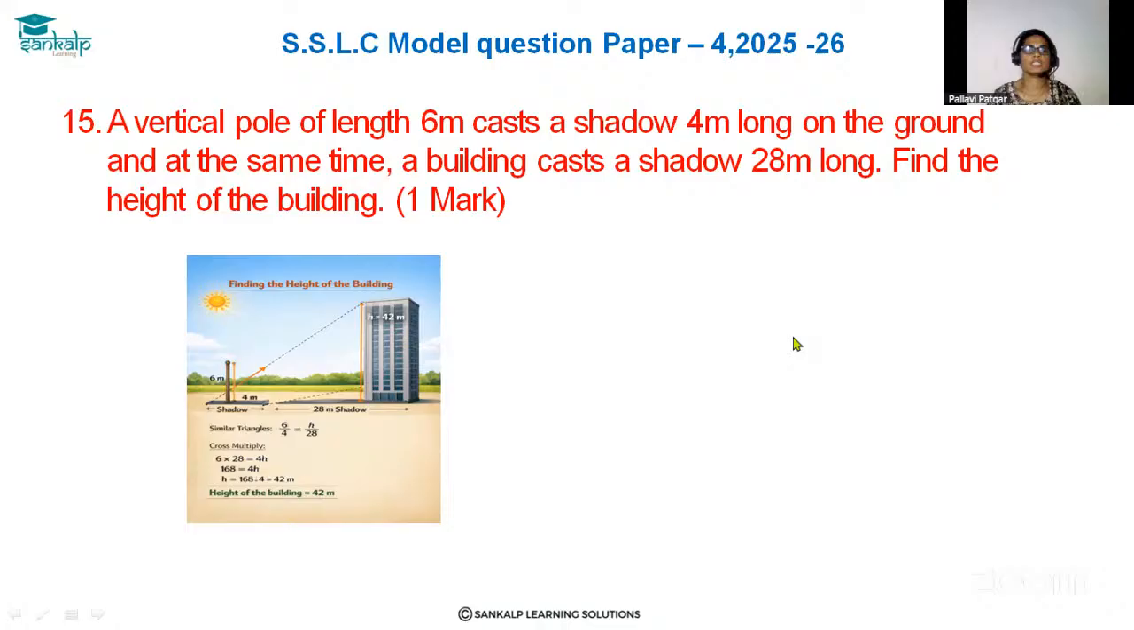Hello everyone. Look at the question number 15. A vertical pole of length 6 meter casts a shadow 4 meter long on the ground, and at the same time a building casts a shadow 28 meter long. Find the height of the building. Okay. So here we use similar triangles.